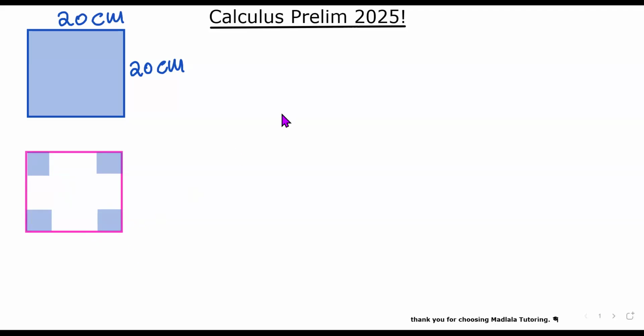Now then, after we have removed those squares, we are now going to fold this figure of ours in order to get our perfect box, because a box is a three-dimensional figure. But what are we folding anyway? That's a good question to ask.